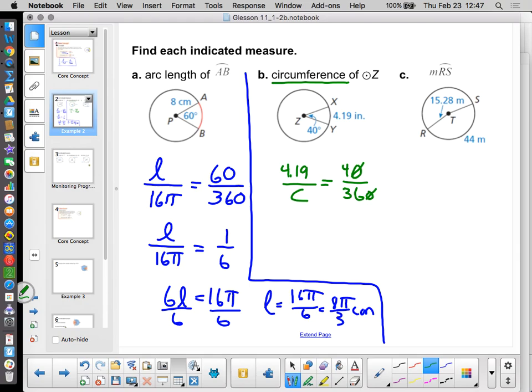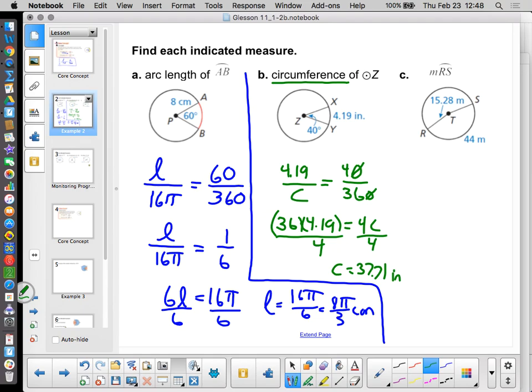And since it's decimally approximate, we're just going to go ahead and multiply those numbers. So 360, well, I'll do it at 36 to make it easier, times 4.19, equals 4c. So I divide both sides by 4. So 36 times 4.19 divided by 4 is 37.71. Circumference of the circle is 37.71 inches.